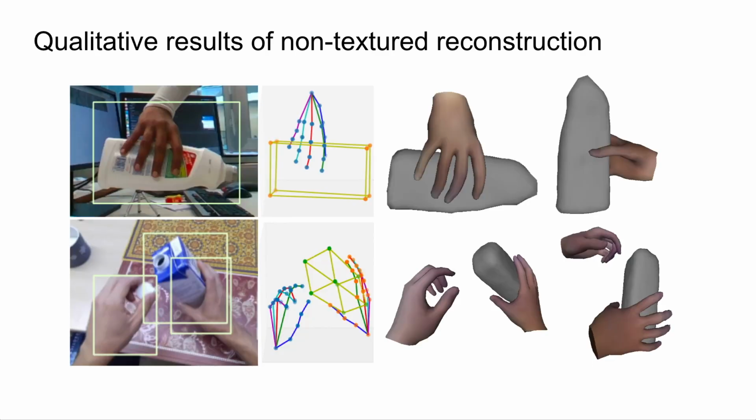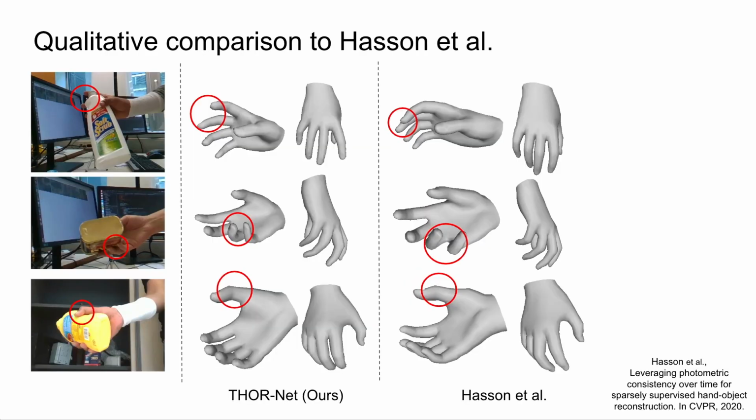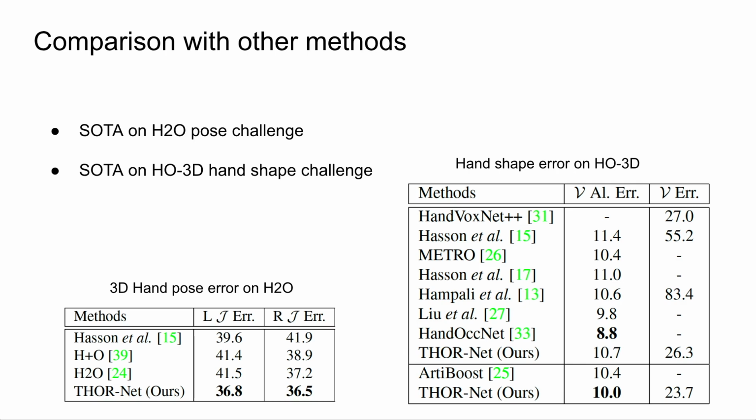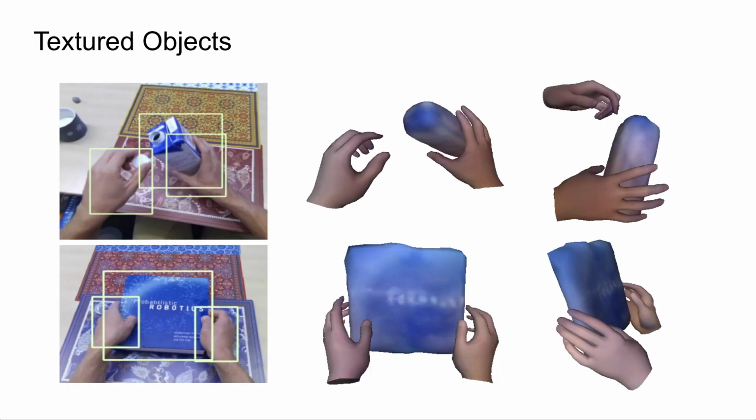And here we show the estimated hand texture using photometric loss. We also compared our results qualitatively with the state-of-the-art method and show that our method captures better details on challenging sample images. Our method achieves state-of-the-art results on two benchmark datasets, HO3D and H2O. Finally, our network also estimates the texture of objects. We observed a smoothing effect in the estimated texture, which we plan to address in our future work.